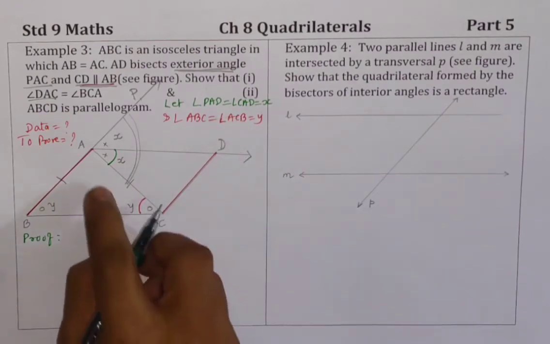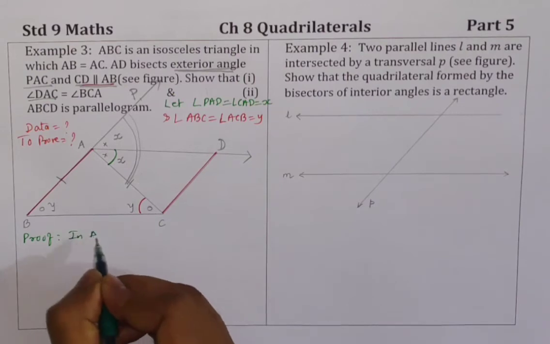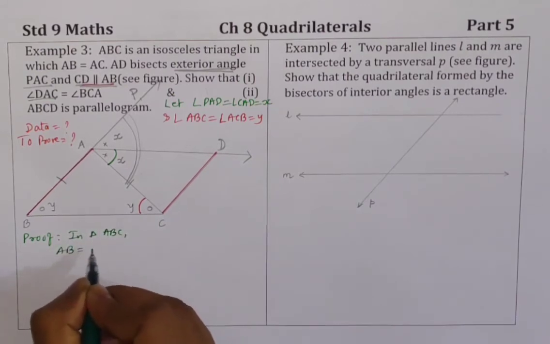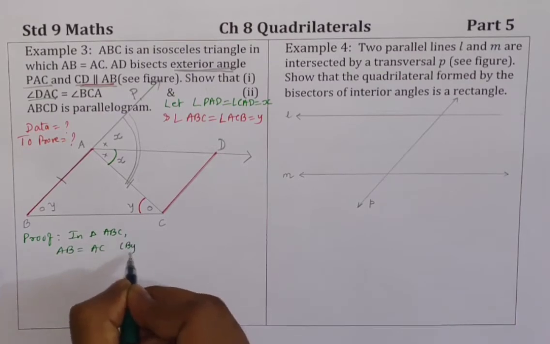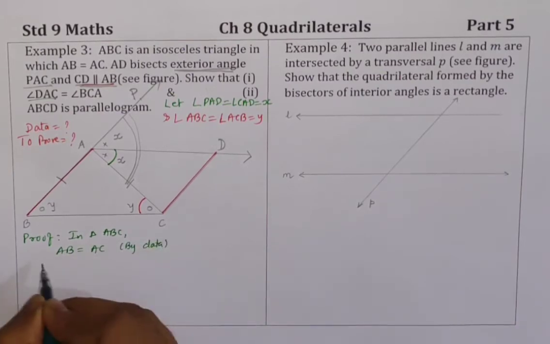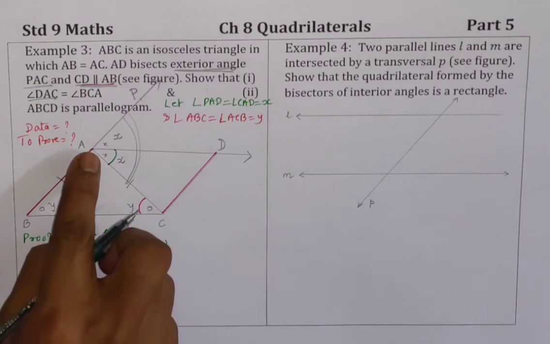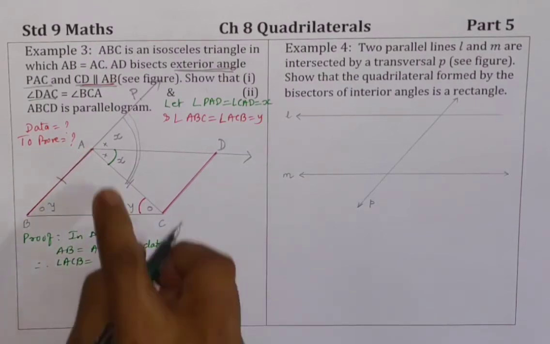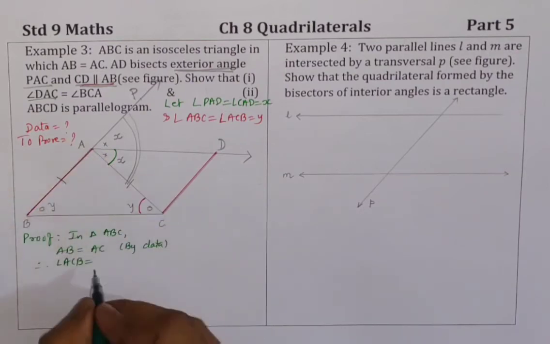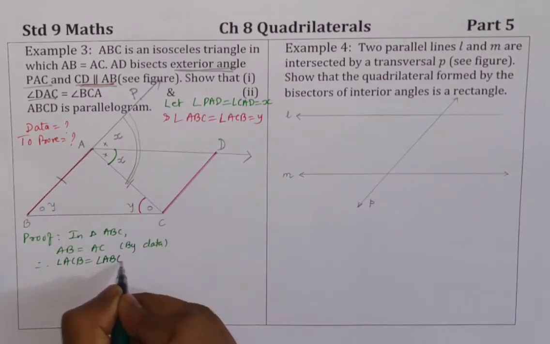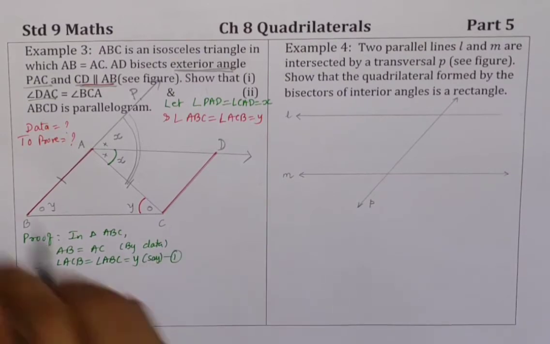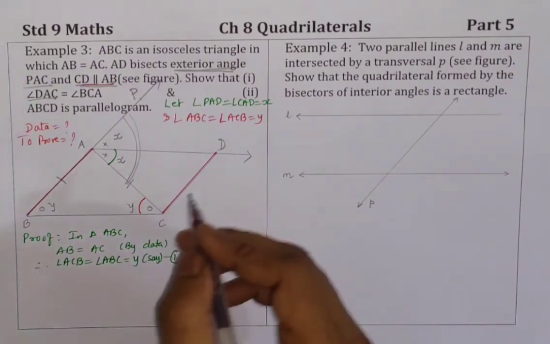कैसे? तो in triangle ABC, AB equal to AC by data, वो डेटा में दिया है, therefore AB के सामने का एंगल ACB, एंगल ACB इक्वल टू AC के सामने का एंगल ABC, and that is equal to y. Say result 1. Is that clear? Okay.